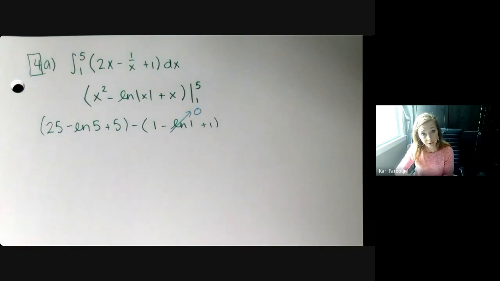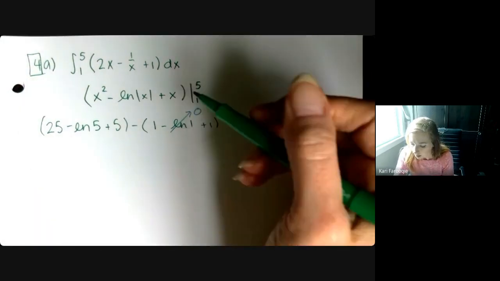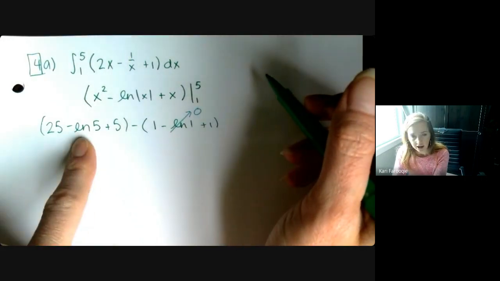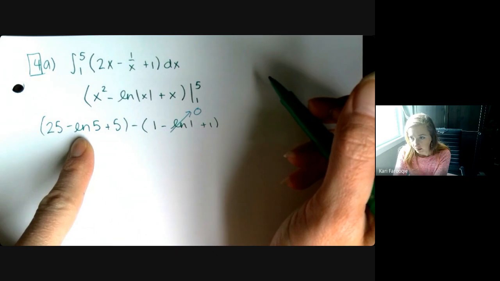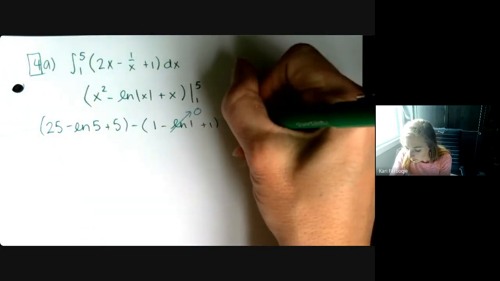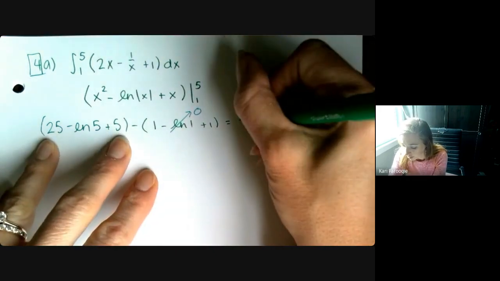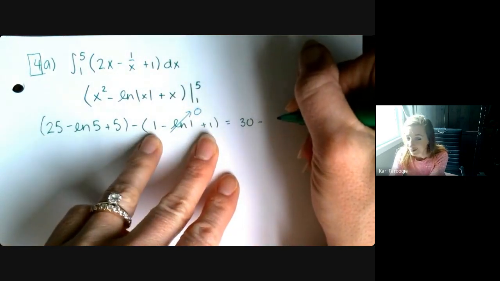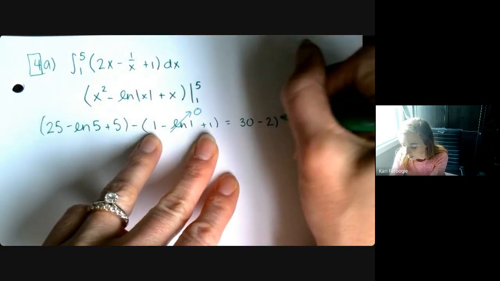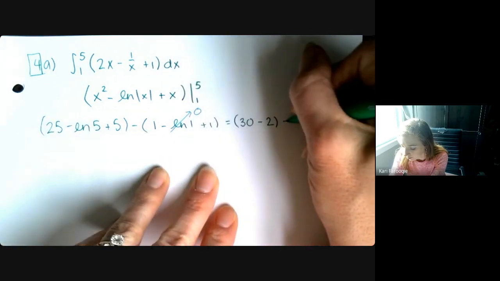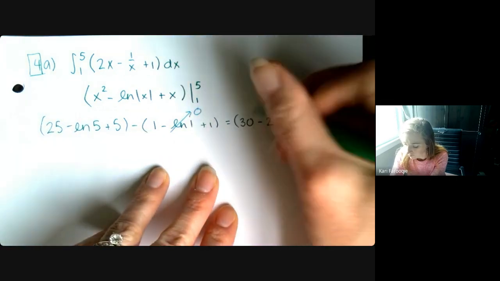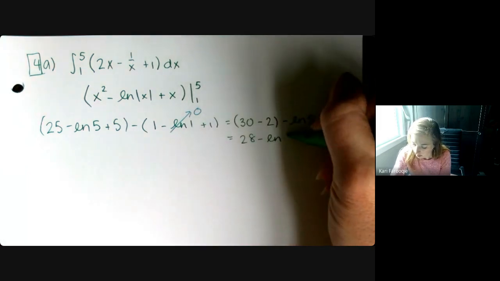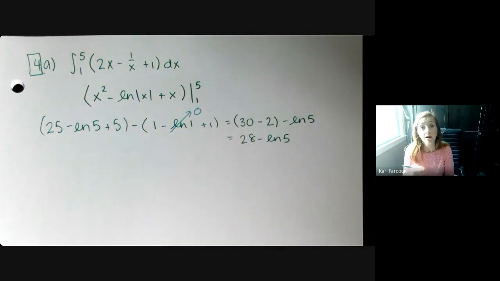Okay, now let's simplify. I'm just going to go ahead and add up all the like terms. So ln 5, I can't add that into anything else, but I can add up all the other terms. So I have 30 minus, and then 1 plus 1 is 2. So 30 minus 2, and then minus ln 5 is going to be 28 minus ln 5.